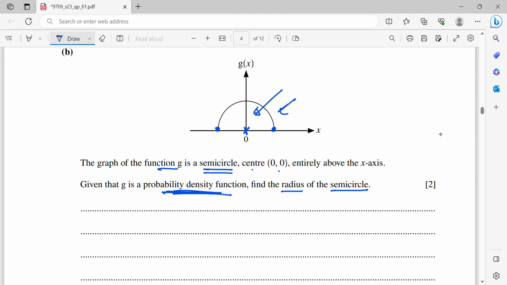You were told that this is a semicircle with center (0, 0), which is the origin, which means here is the radius. Now we know that the area under the curve is 1, which is the same as half pi r squared. So now from here, you need to get the radius. Move the 2 to the other side, so that means 2 over pi. Pi moves to the other side as well. So r squared will be 2 over pi. Hence your r, since this is a radius, it should be a positive value. So it's square root of 2 over pi.